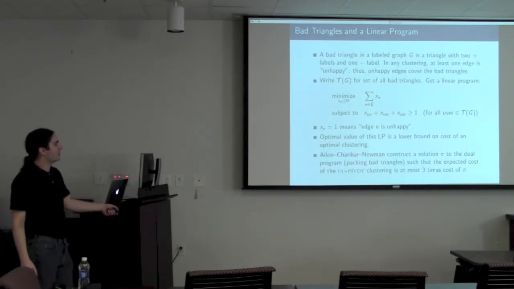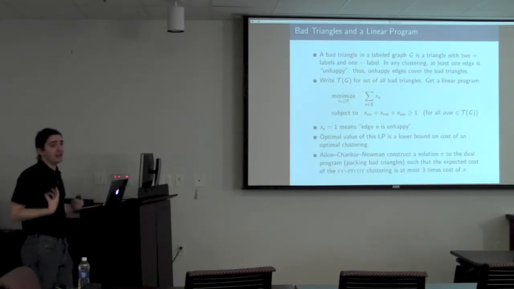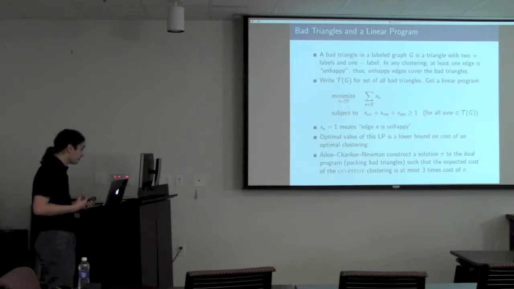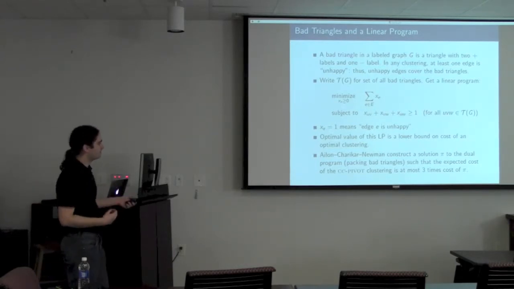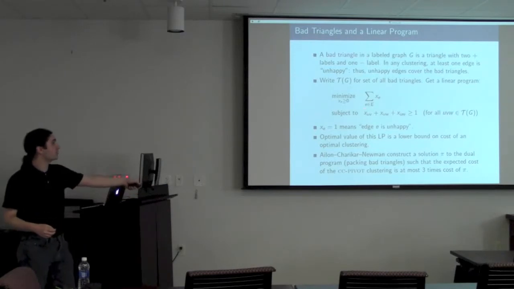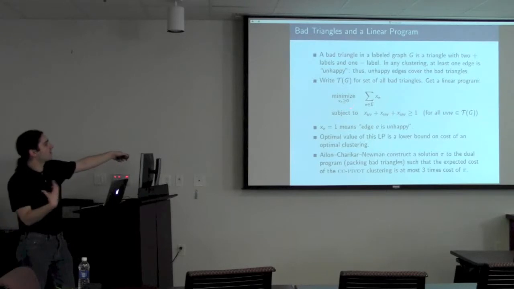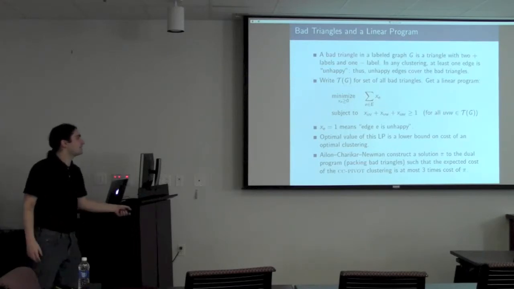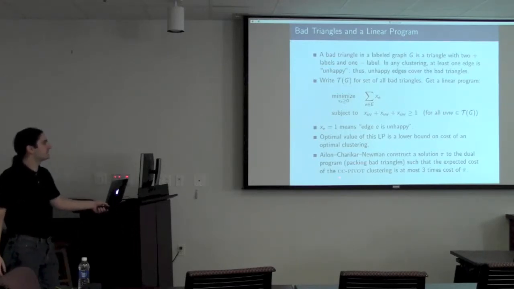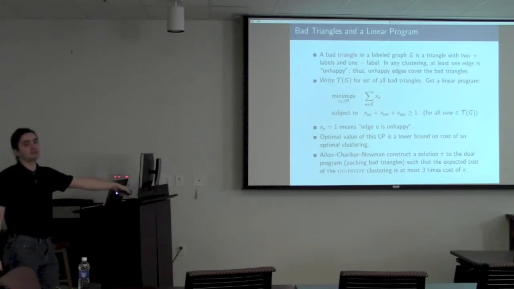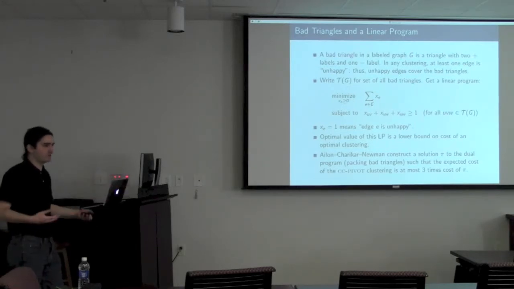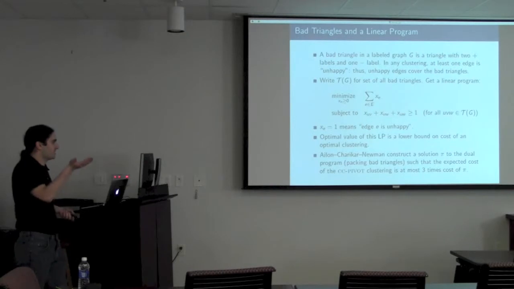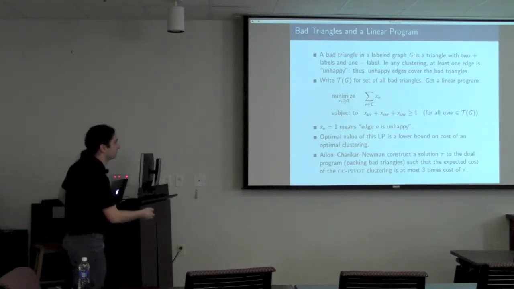And what Ailon, Charikar, and Newman do is, based on an analysis of their algorithm, they construct a solution to the dual of this. So if this is a fractional covering of the bad triangles, the dual problem would be to pack in bad triangles. And they prove that the expected cost of the clustering is at most 3 times the cost of that dual solution, which forces the optimal value of your clustering to be high.